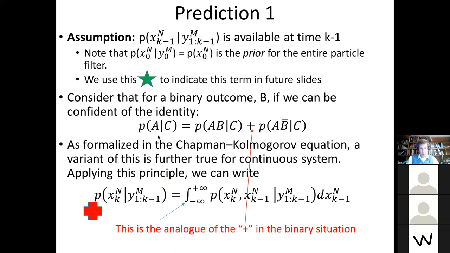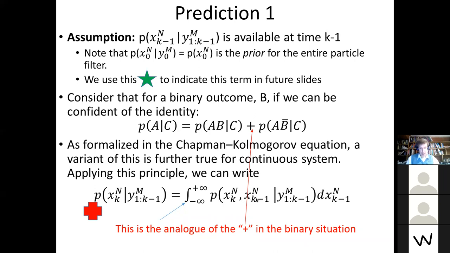Now it turns out, and this is formalized as something called the Chapman-Kolmogorov equation, that this is true for continuous systems. So if you have something like the probability of X sub K given all the data up to K minus one, that's where we want to get to here. You could reflect on the fact that it's just a sum, by the same principle as here, of a bunch of possibilities that are mutually exclusive and collectively exhaustive.